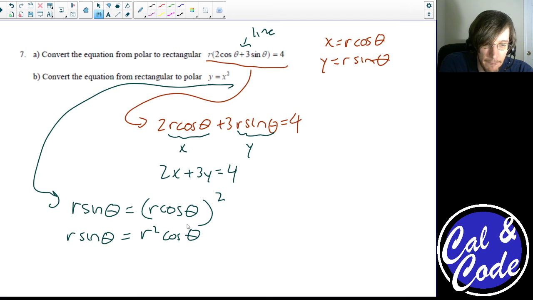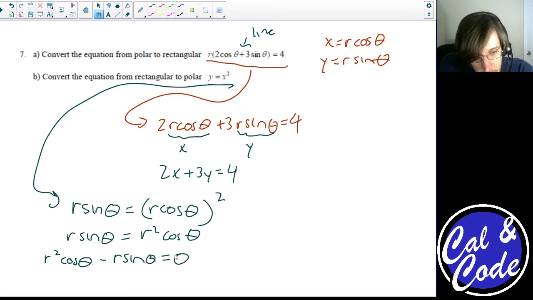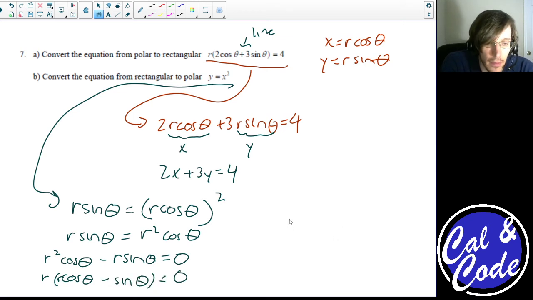And at this point, I would bring everything to one side. r squared cosine theta minus r sine theta is equal to 0. Factor out an r.